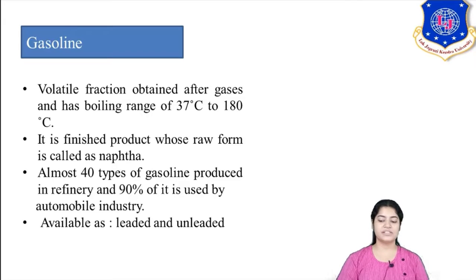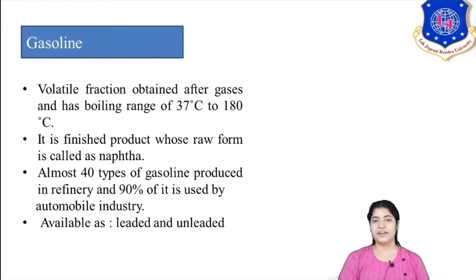As we discussed earlier, from the distillation column you initially get different fractions. This is the naphtha. Naphtha is a fraction which, after some treatment and modification, is converted into gasoline. Gasoline, you can say, is a brand name, which is obtained from naphtha. The raw form of gasoline is called naphtha.